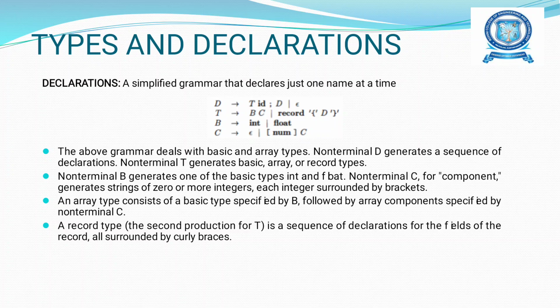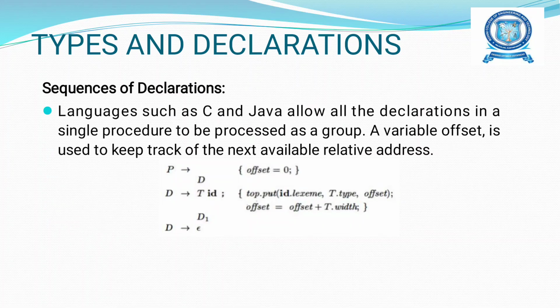So in this declaration statement, capital D is the starting symbol of the grammar. One declaration statement has a data type and a variable. Here T is defined as the data type, and ID is the variable. Then the sequence of declarations.